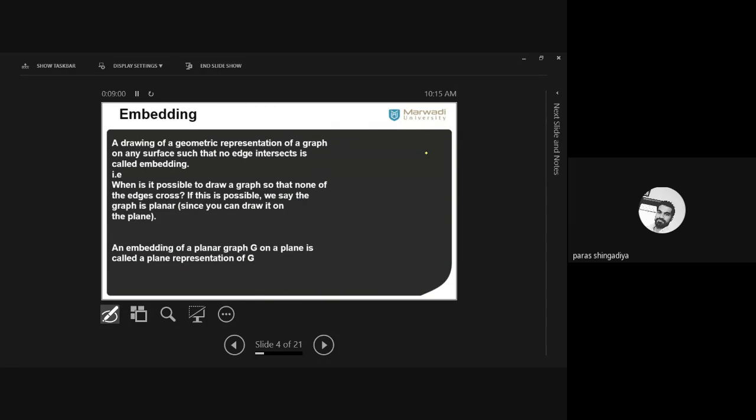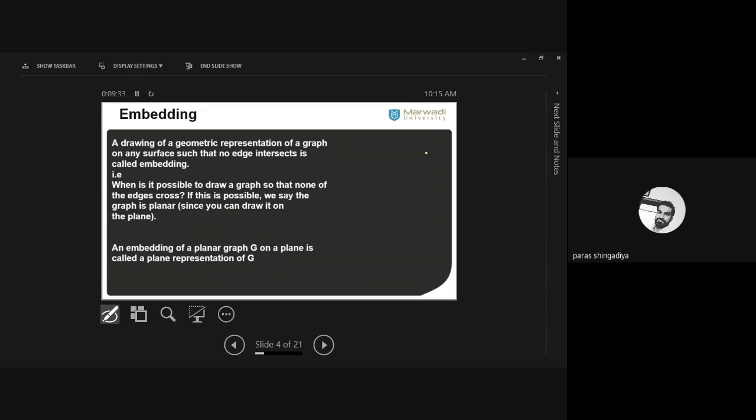Then after this, the procedure to make the non-planar into the planar is known as embedding. Okay, what is the meaning of embedding? We have a non-planar situation, and now we convert this non-planar situation to the planar form, meaning recreate this graph without crossover of the edges. So that procedure to convert non-planar to planar is called embedding. Okay. So the definition is given here: drawing of geometric representations of a graph on a surface such that no edge intersects is called the embedding.